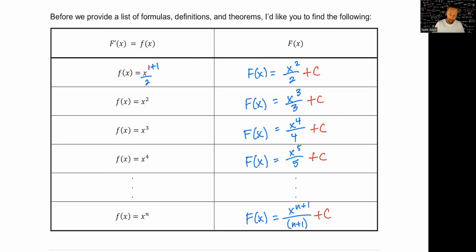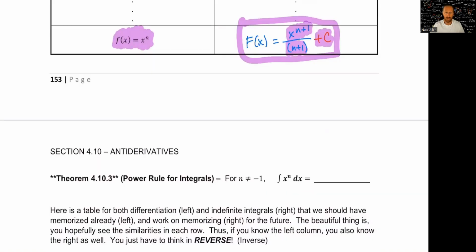So in general, we say that whatever we have x to a power, to go the reverse or inverse, called the antiderivative, we would add 1 to the power and divide by that power. And of course, plus our constant. So that is what we are going to now call the power rule for integrals, or the antiderivative. And as long as n is not a -1, because if it was a -1, that's actually 1 over x.